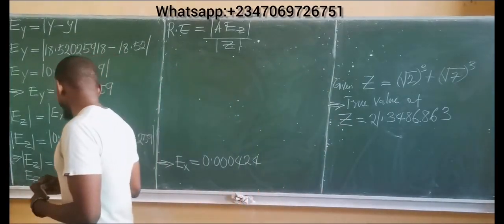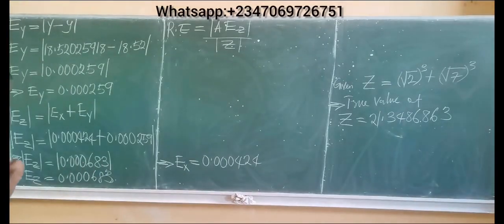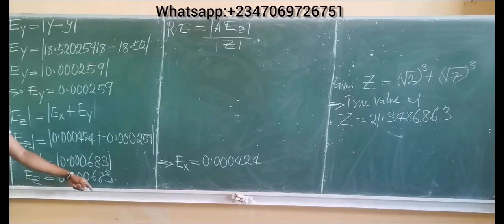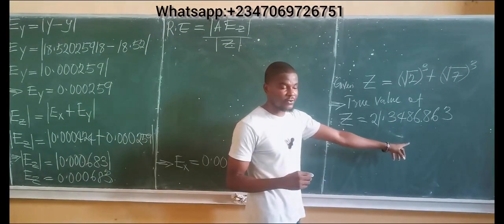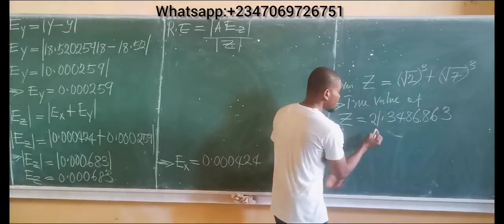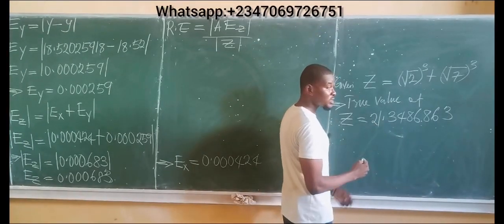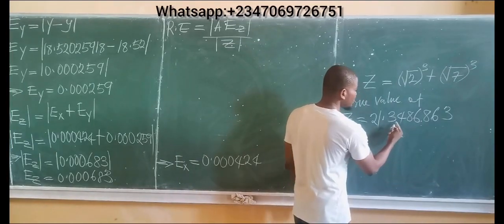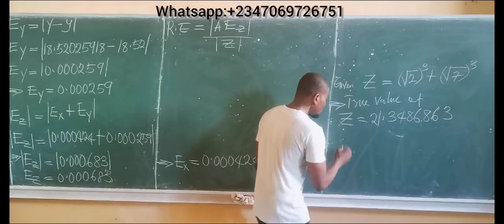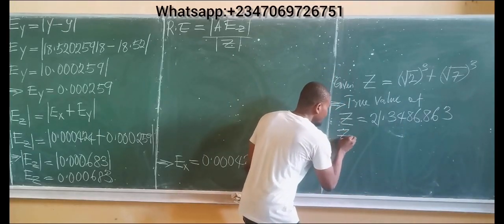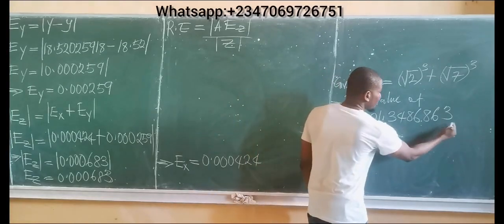Now let's take a look at the value we obtained for the absolute error in z. For the absolute error in z, we had 0.000683, which means the absolute error is approximated to 4 significant figures. As such, we also approximate the true value to 4 significant figures. Here, 21 is already 2 significant figures, which means we have to approximate up to 34. But then to approximate the value of z to 4 significant figures, you start from the very end.